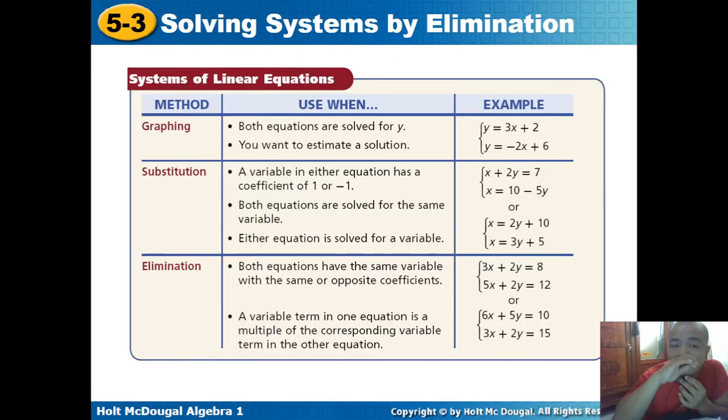So these are what we have here. When do we use graphing? When both equations are solved for y, or you want to estimate a solution. And when do we use substitution? A variable in either equation has a coefficient of 1 or negative 1. Both equations are solved for the same variable. Either equation is solved for a variable.